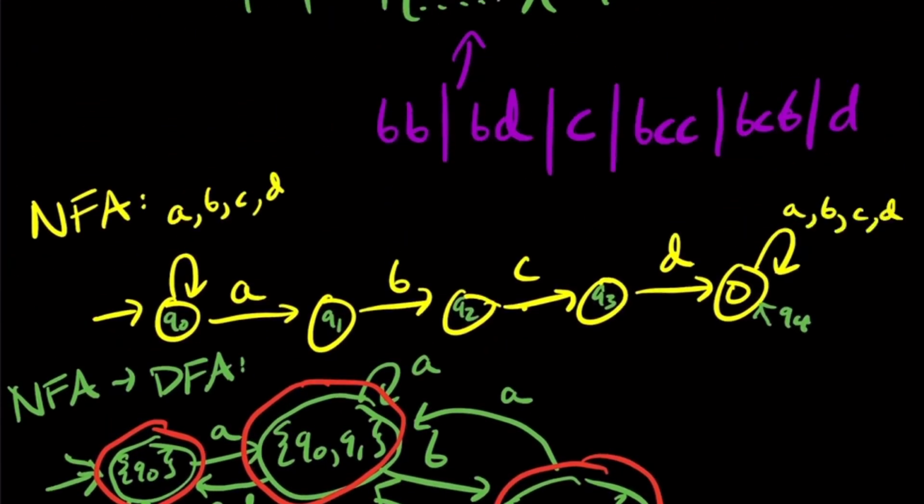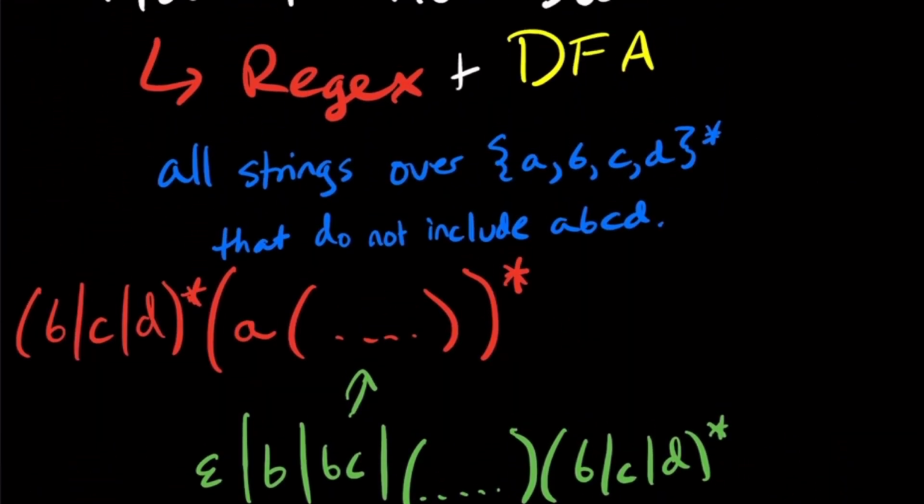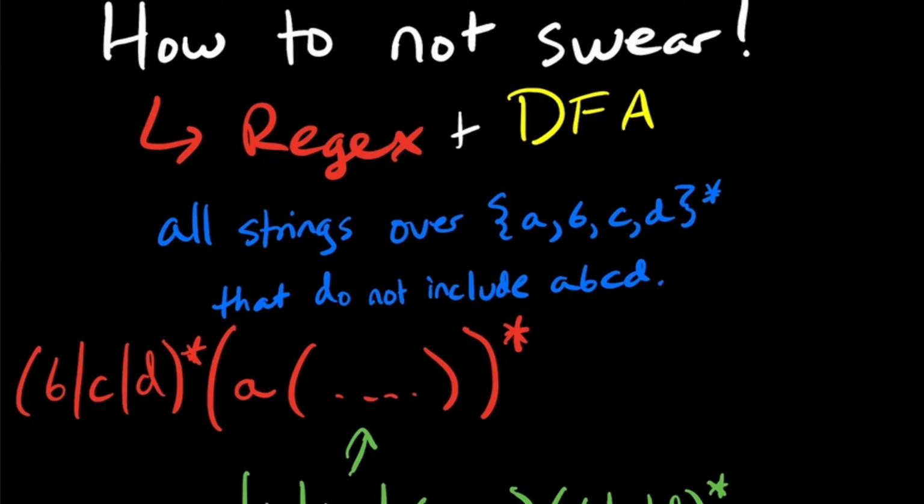So I hope you found this interesting and now have the ability to not swear anymore. It's because you could build a regex and a DFA for all strings that avoid a particular 4-letter substring, and you can obviously fix this for any length substring that you care about.